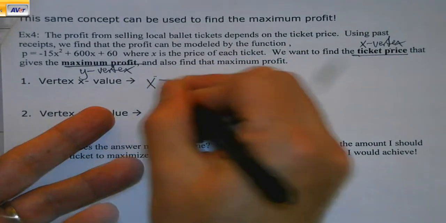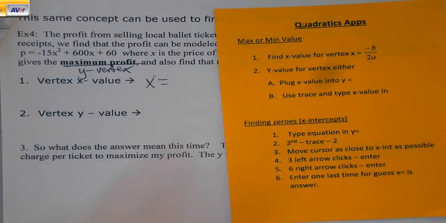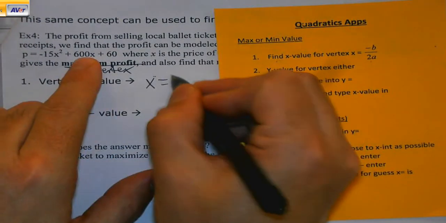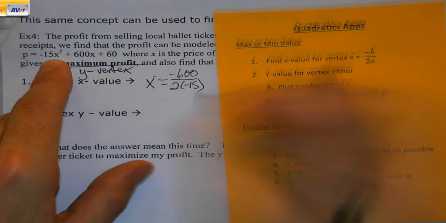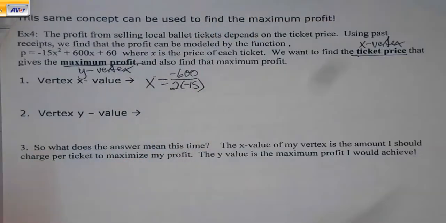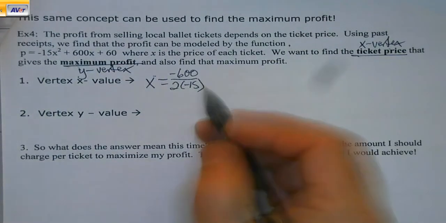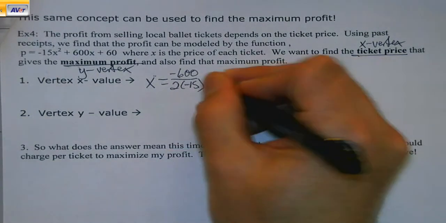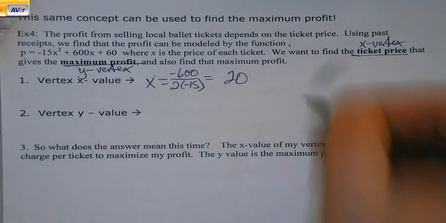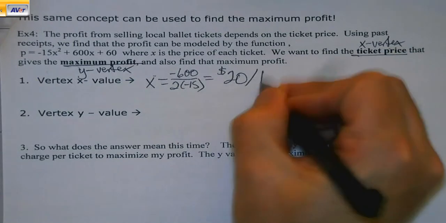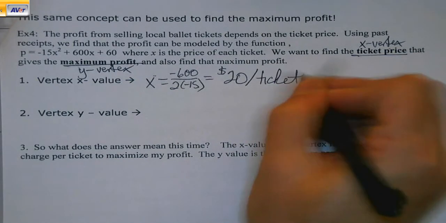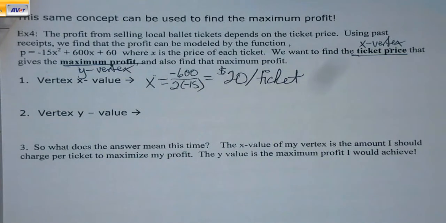I'm still using opposite of B over 2A. Multiply these first. I get negative 30 and put that into my calculator. I get 20. What does that mean? It means that's my ticket price. So to maximize my money for my tickets, I should be charging $20 a ticket. 19 won't get me there. 21 won't get there. It's going to be 20.